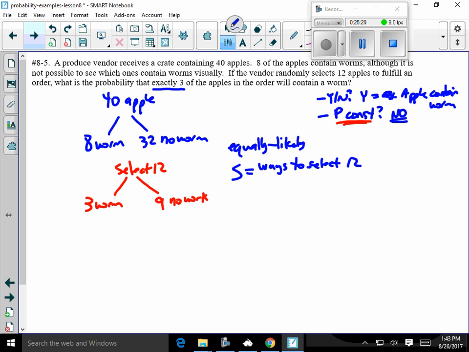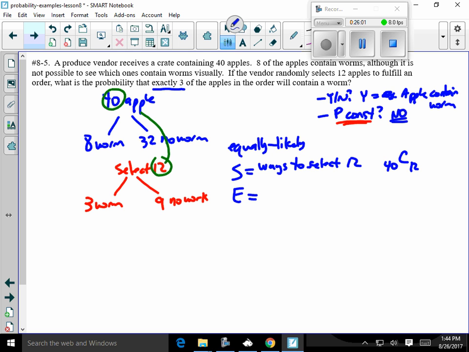Well, we're going to select 12. Let me change colors here. We're going to select 12 out of the entire 40, right? And it doesn't matter what order I select them in, they just end up in my basket. So we could use a combination, right? If you're selecting something and when you select it, it gets used up, that means that out of the 40 apples, I could use a combination. 40 combination 12. That turns out to be the number of ways to select 12 apples out of the 40. That was for the sample space.